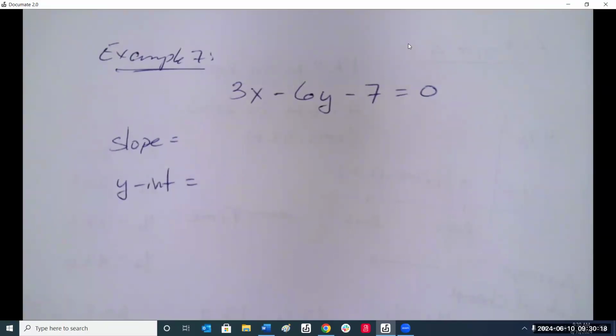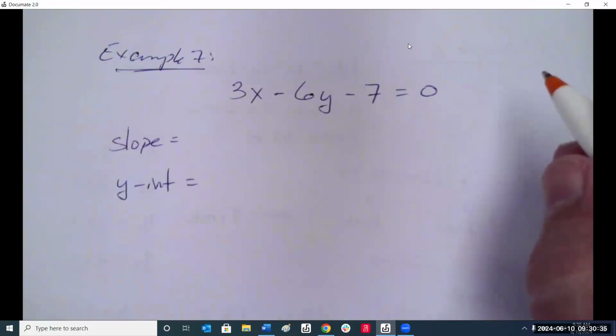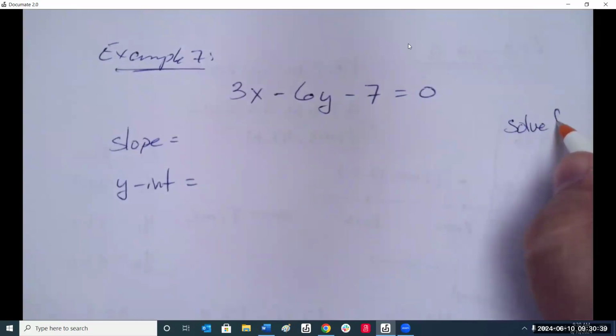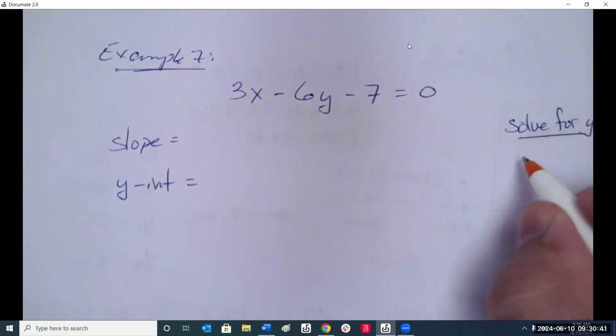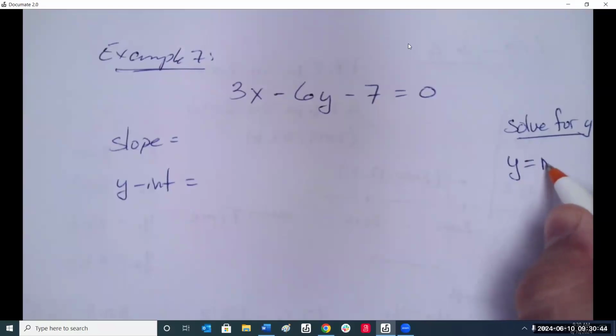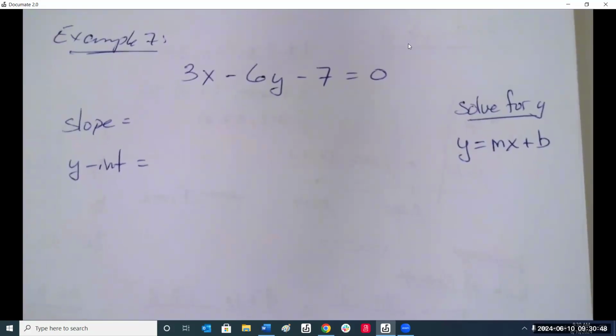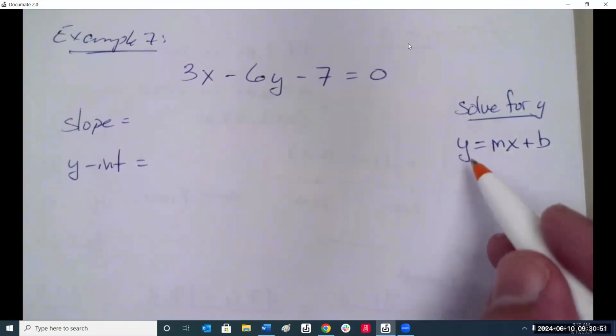Anything before the x is... No. It has to first be in what form? Is it in y equals mx plus b? Right now it's just an equation. It means nothing to us. You have to always solve for y first. Because before you do anything, it has to be in this form, y equals mx plus b. So you have to solve for y.